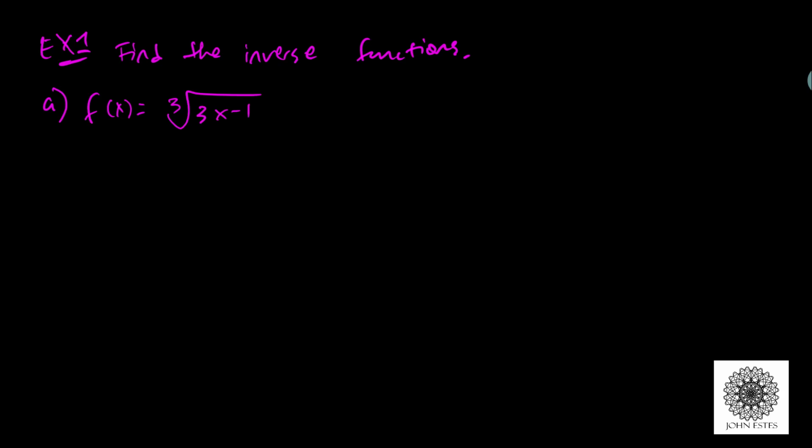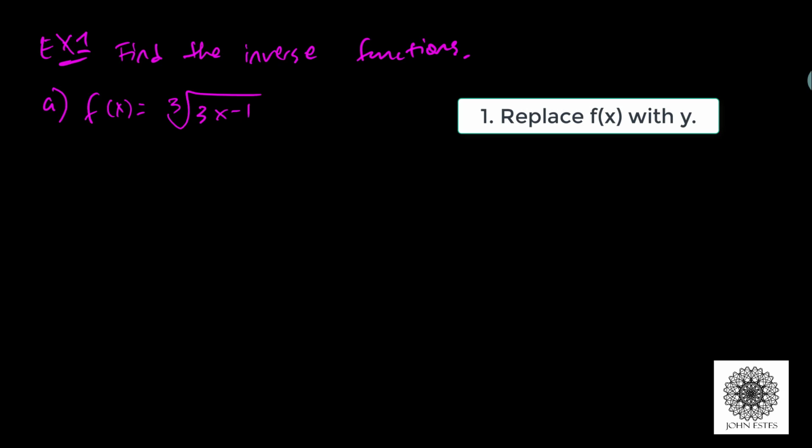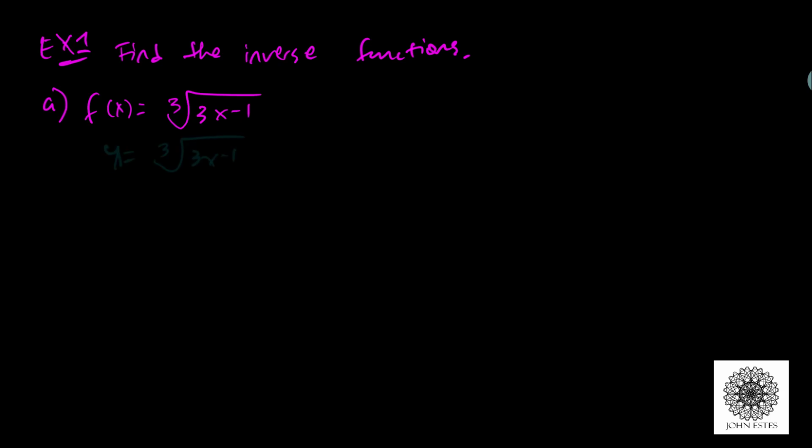Alright, so here we have some steps. Your first step is to replace f of x in the definition of f with y. So we take it outside of functional notation. Okay, so far so good. Step 2, this is the money-making step. This is the magic step. This is where it happens.